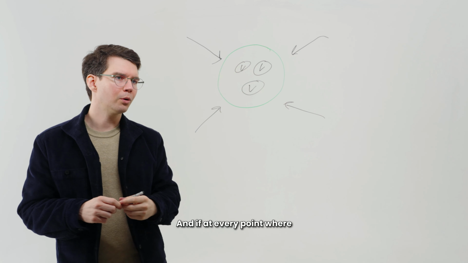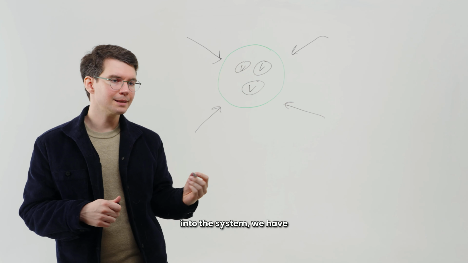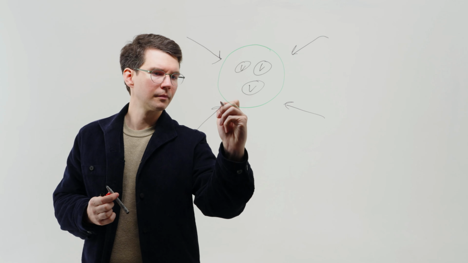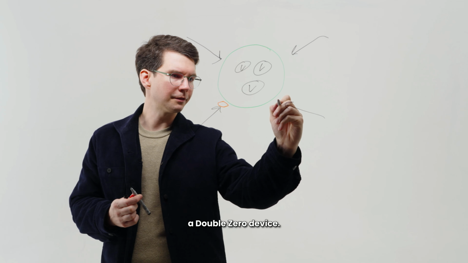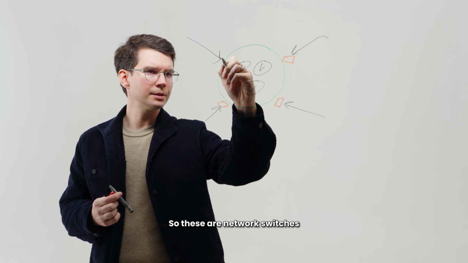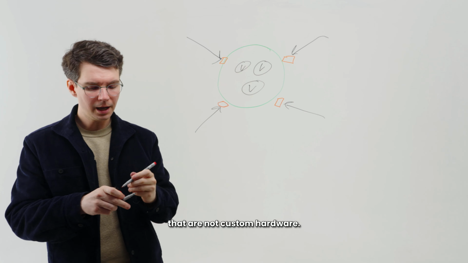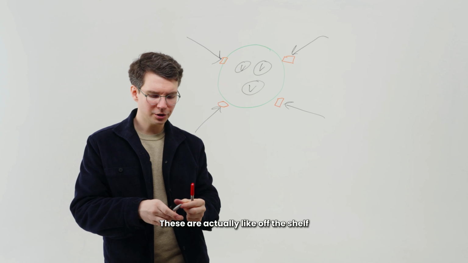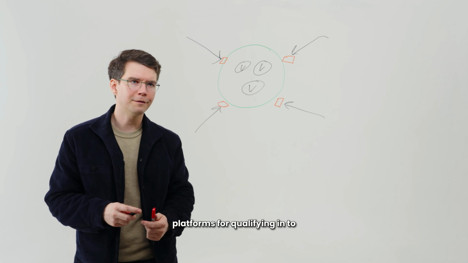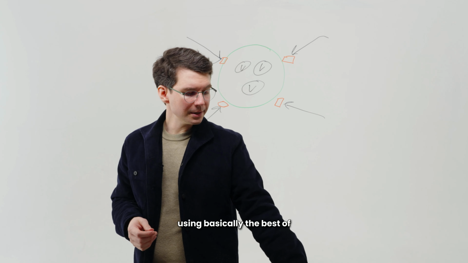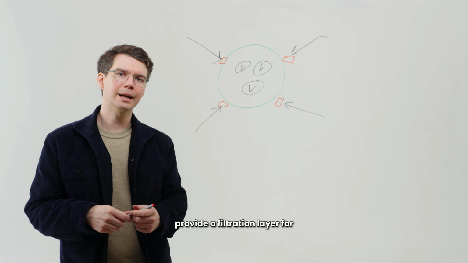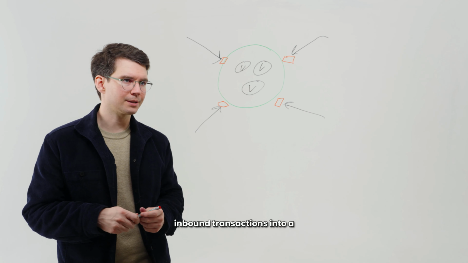And if at every point where we have data flowing into the system, we have a 00 device. These are network switches that are not custom hardware. These are actually off-the-shelf commercial components that you can go out and procure. There's a number of different platforms for qualifying to work with the system. But this is using basically the best of private networking technology to provide a filtration layer for inbound transactions into a specific data center.